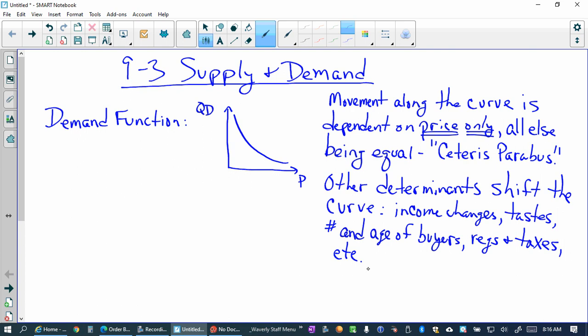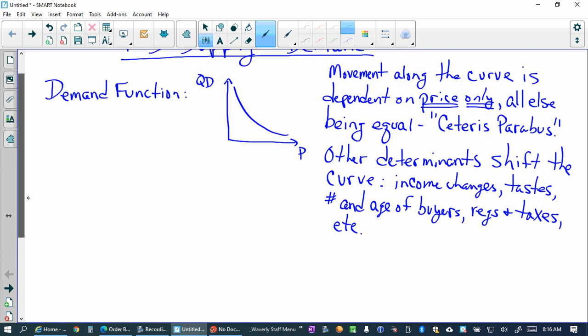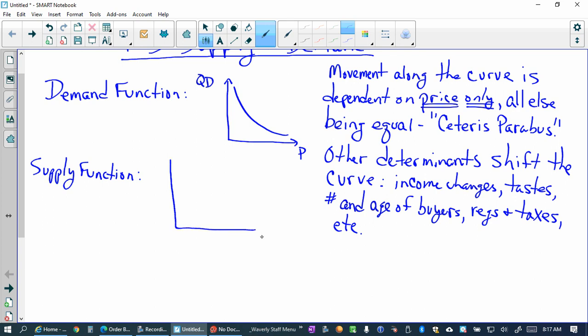So that's the demand function, right? There's also a supply function. Do you think it'll look the same? Yeah. Supply function. So make a little graph here. We'll call this price again, but up here, we're going to call it quantity supplied, QS.